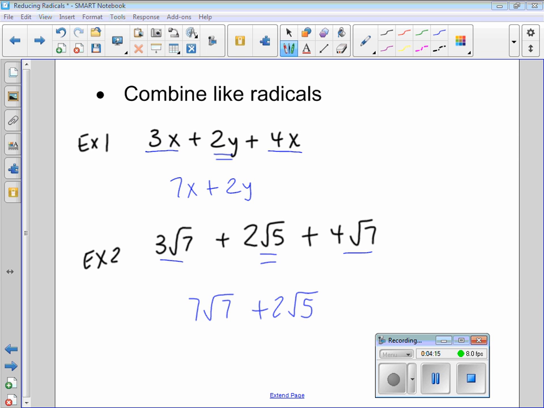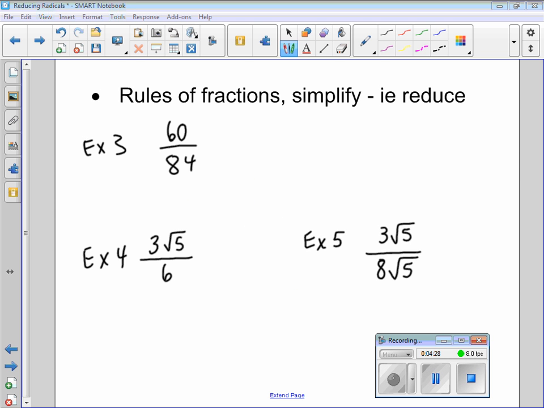I like to think about the numbers underneath the radical as being kind of in prison. And you can't play with the prisoners unless you're inside prison. 7 is outside the prison. So hopefully you got that answer there. Let's move on. All right, rules of fractions apply.